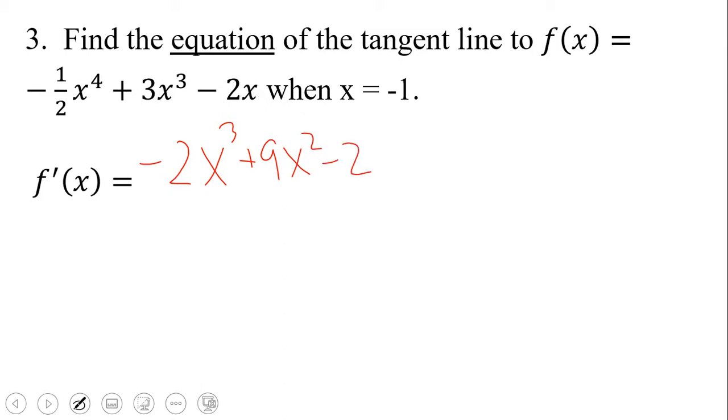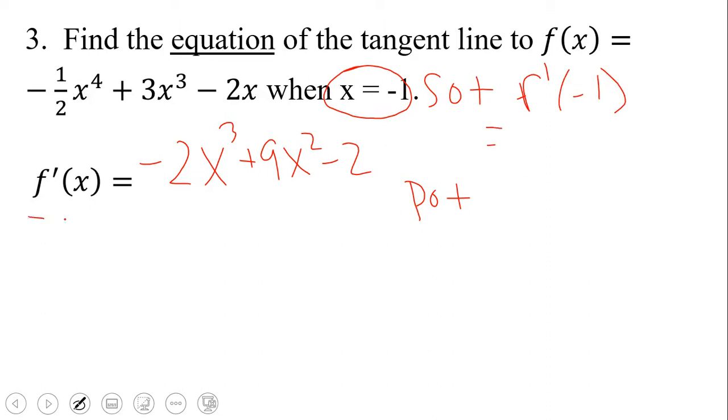Again, in order to find the equation of the tangent line, you are going to need the slope of the tangent line, and you are going to need the point of tangency. The slope of the tangent line always comes from the derivative, and the magic value here is -1. So for the slope of the tangent line, you're going to find the value of the derivative at -1.